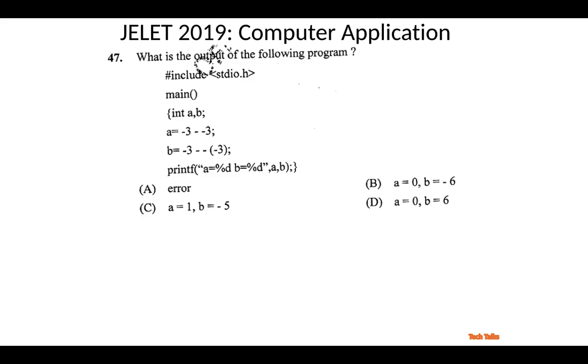Okay, now we have a C code. And what will be the answer? There could be two answers for this question. Let me tell you, a equals -3 minus 3. If you consider there is no space between all these, -3, minus, -3, no space in both cases, then that will actually be an error, and the program will not compile or execute.